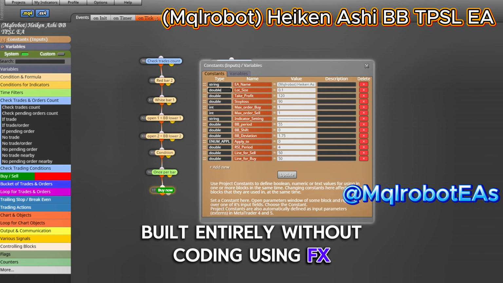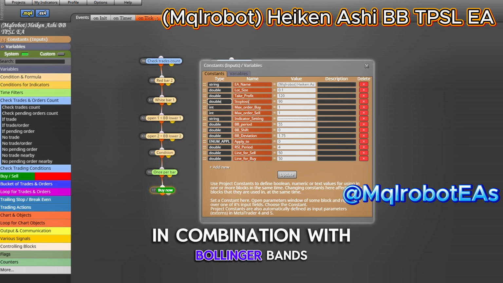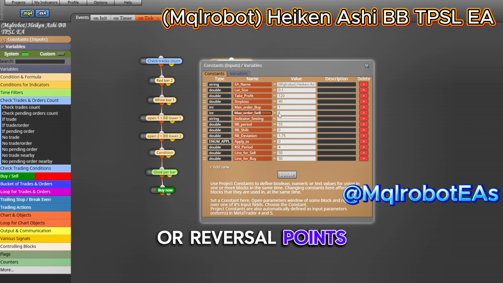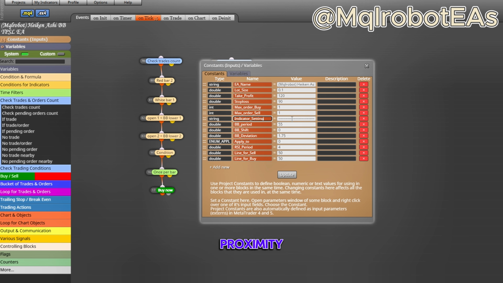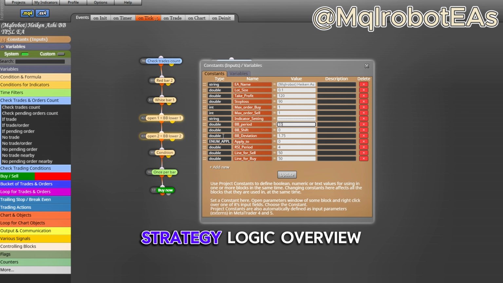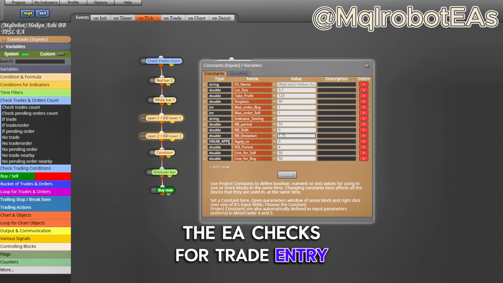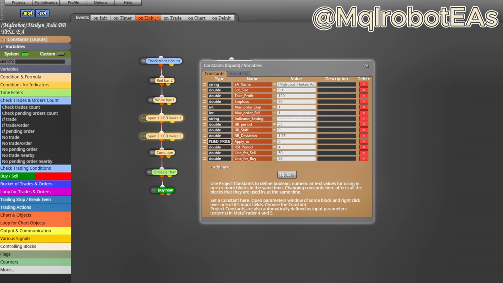This expert advisor is designed to trade using Heiken Ashi candlesticks in combination with Bollinger Bands, aiming to identify potential breakout or reversal points based on candle color and band proximity. Strategy logic overview. The EA checks for trade entry conditions based on the following.